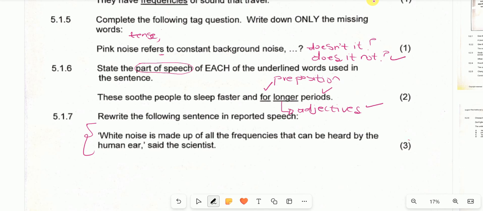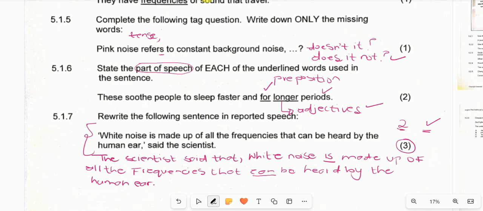You are guided by the mark allocation. If it's 3 marks, it means that you must effect 2 changes, and then the bonus mark is for omission of quotation marks and the right punctuation. Now, I did mention that you must be mindful of universal facts that cannot be changed into a past tense, even though the reporting verb is in a past tense.